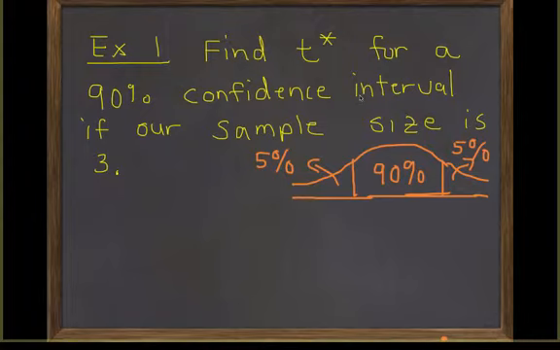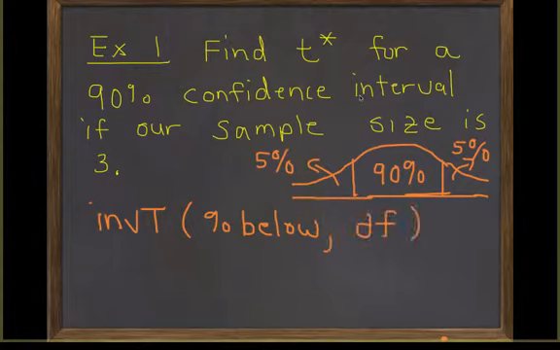Now when we use our calculator, the command is INVT, and the things that we will need to input will be the percent that is below and your degrees of freedom. So for this problem, the percent below will be this area right here, that is 95. So we will use INVT 0.95. Our sample size is 3, so our degrees of freedom will be 2.